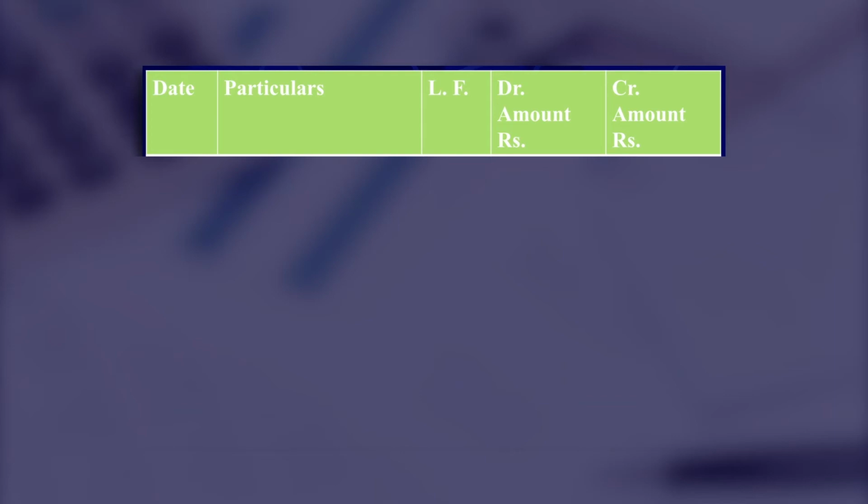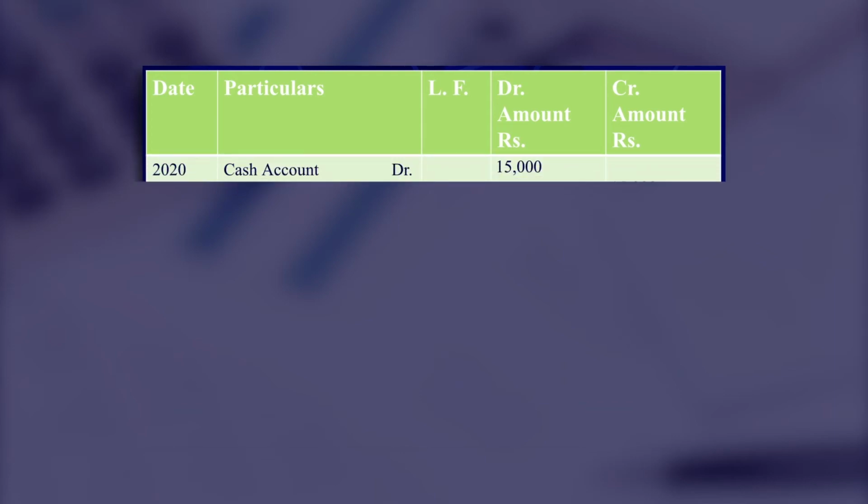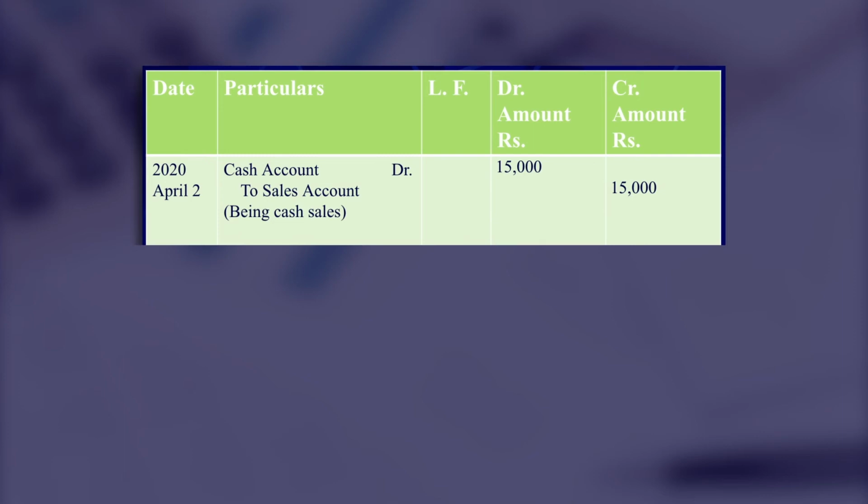So, this was all about the journal entries. Now, we will see how the journal entries are posted into ledger. The first journal entry is cash account debit to sales account. Here cash account has been debited and sales account has been credited. So, we will write 15,000 rupees in the debit side of cash account, and we will write 15,000 in the credit side of sales account.